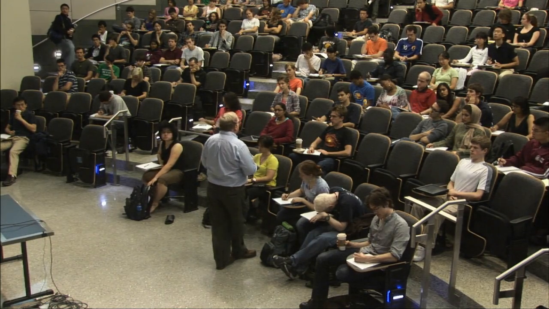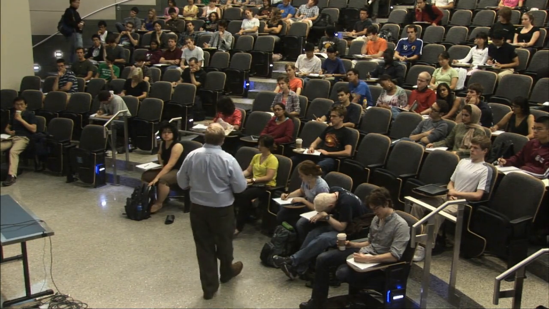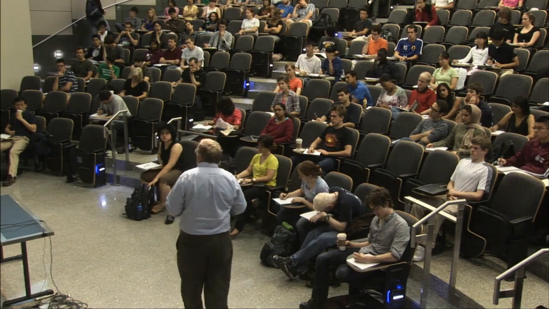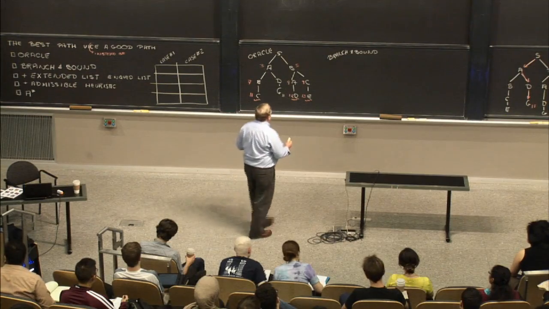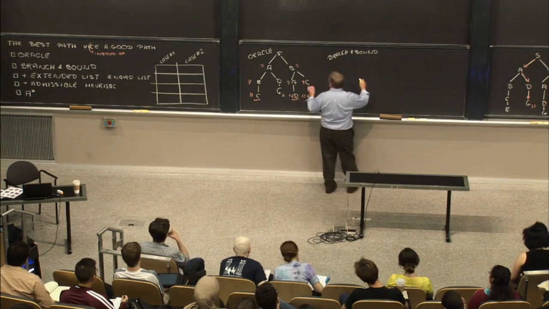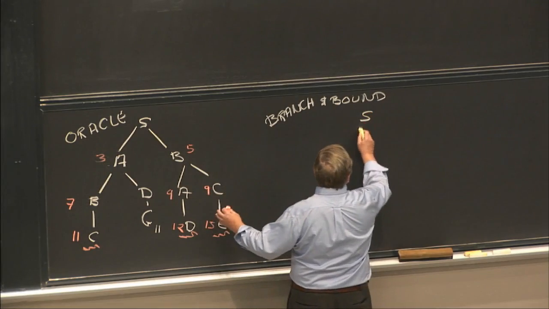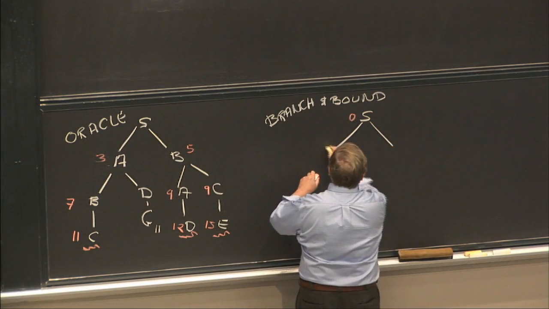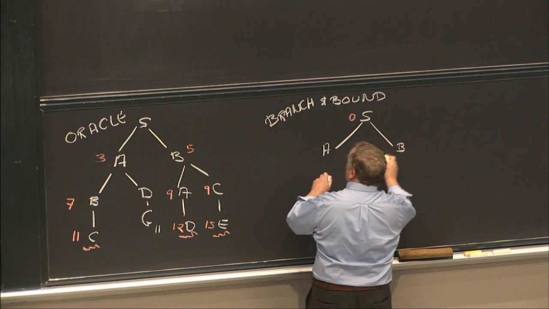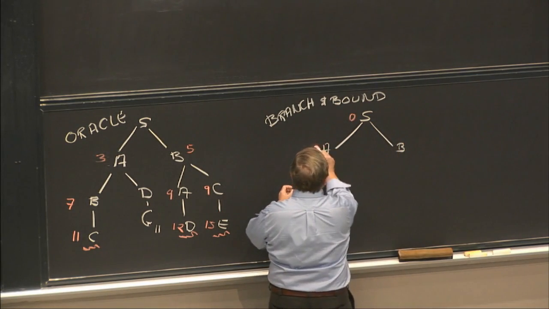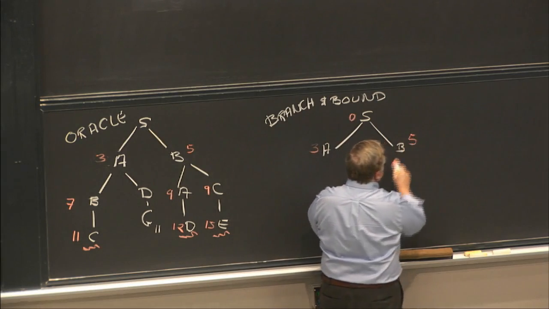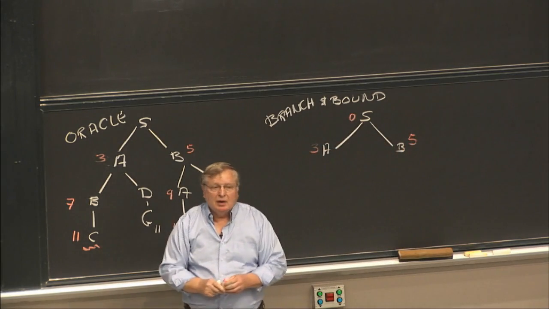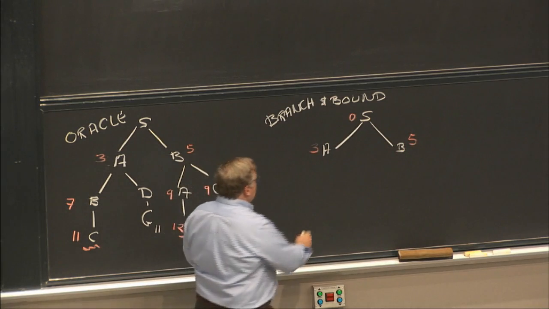And then I have to ask myself the question, how much extra work did I need to do when I don't have the oracle? But let's just try it and see what happens. I don't have that path to start with, so I just have S. Its distance is 0. I can go either to A or B. If I go to A, I've got a distance of 3. Here I've got a distance of 5. I'll extend the path that goes SA.